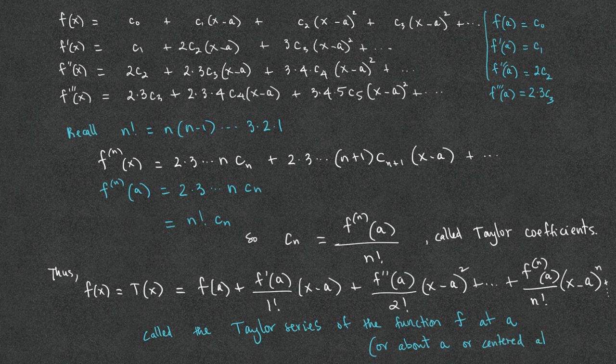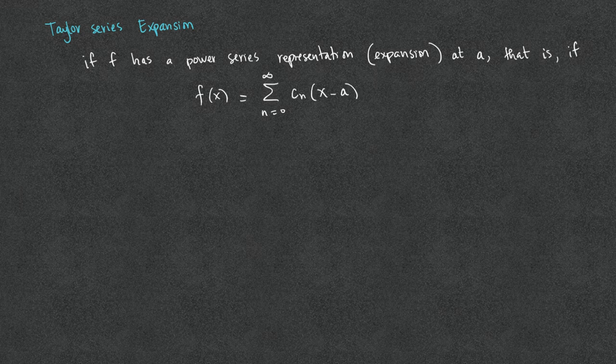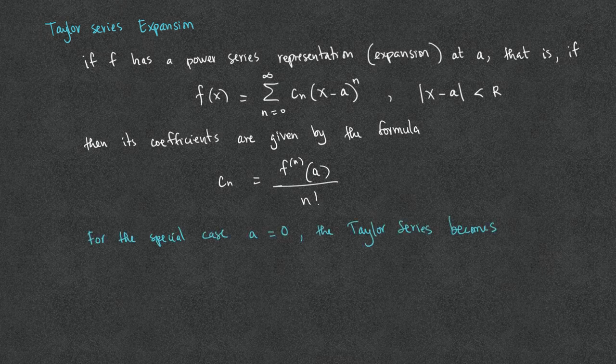Let's summarize the result. Taylor series expansion. If f has a power series representation or expansion at a, that is, if f of x is the sum, n going from 0 to infinity, of the coefficient c sub n times (x minus a) to the n, with the radius of convergence r, then its coefficients are given by the formula c sub n equals the nth derivative evaluated at x equals a divided by n factorial.